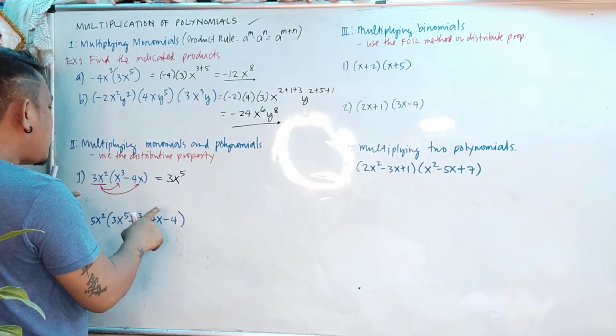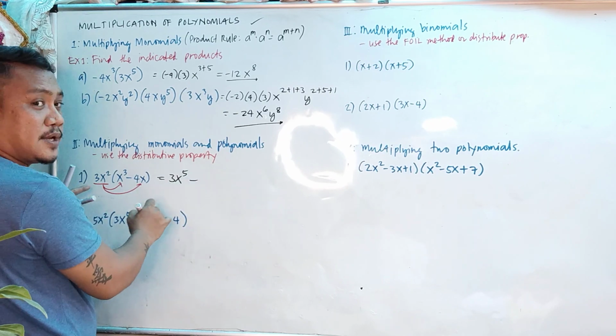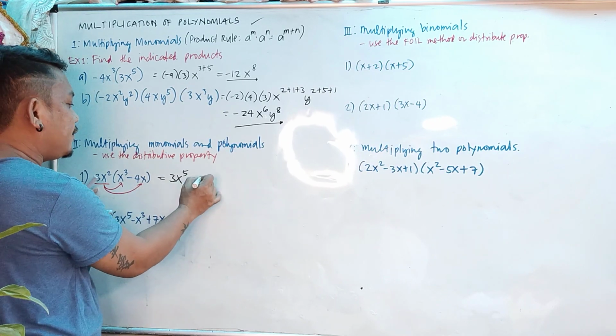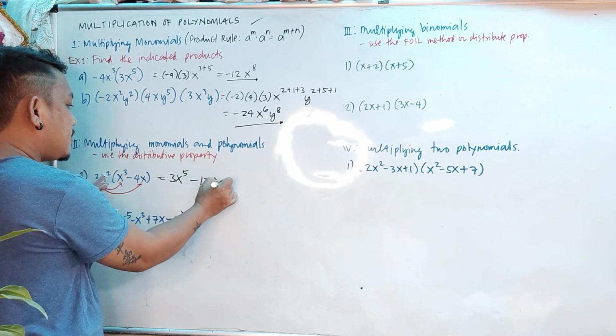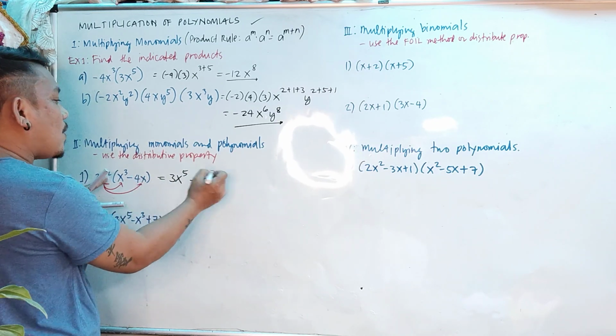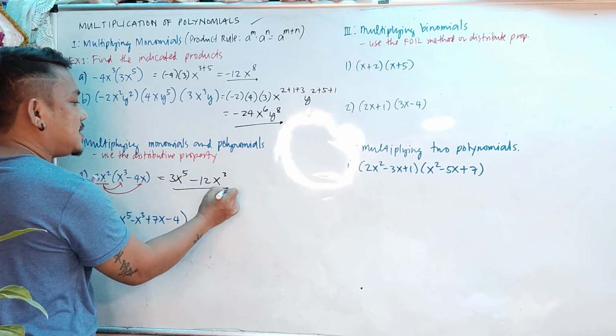Klaro kayo nga minus. Minus. 3 times 4 is 12. Then, look at the variable. We have 2 plus 1, that is 3. And this is the final answer.